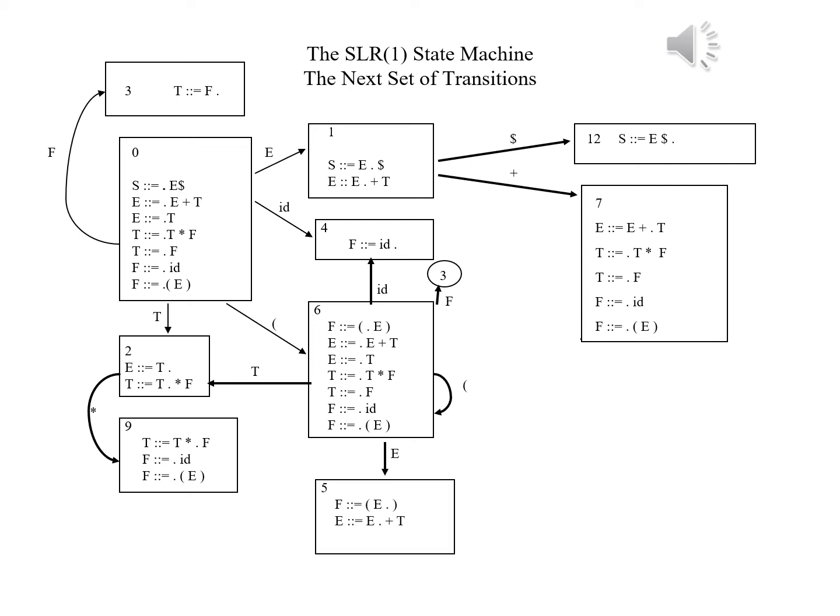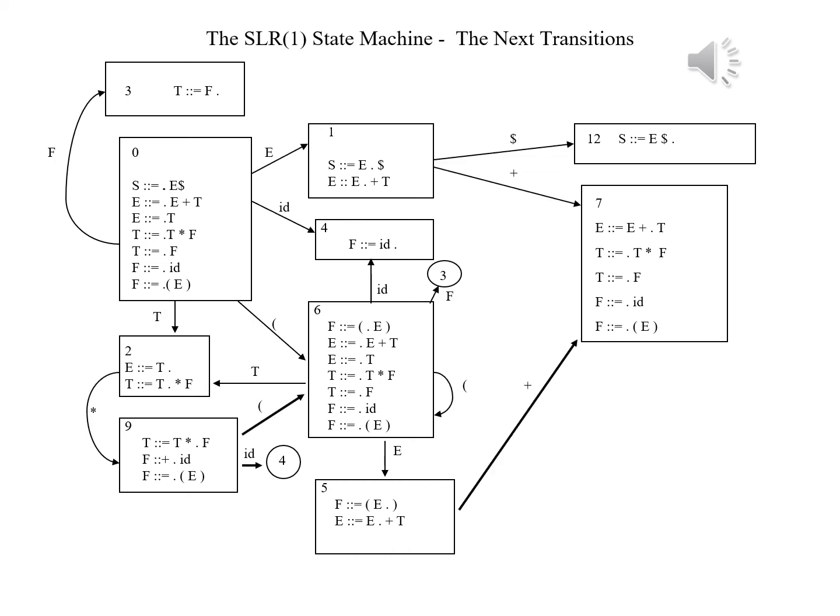And now we still haven't dealt with the transition on E, so let's do that now. You'll notice here there are two items. F derives open parenthesis dot E close parenthesis leads to F derives open parenthesis E dot close parenthesis. The dot being before a terminal, there are no initial items, but I also have the item below it. E derives dot E plus T goes from state 6 to state 5, where it's E derives E dot plus T.